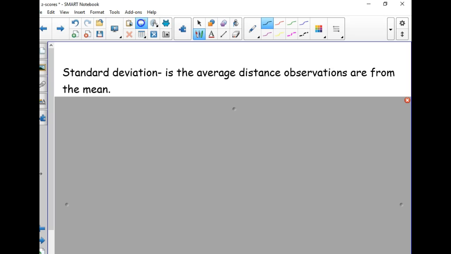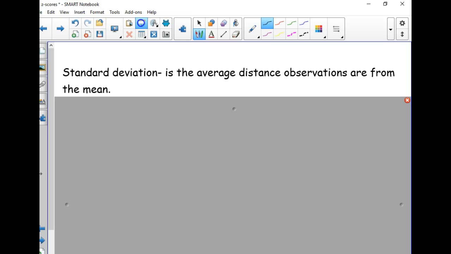Average distance observations are from the mean. If I say the mean score of something is 80%, does that mean everyone got an 80%? No. No, there's variation in statistics, okay? And a standard deviation is a way to measure that variation.